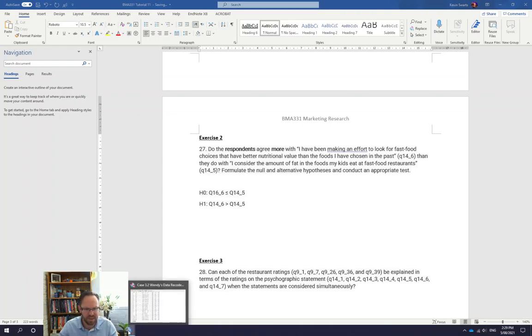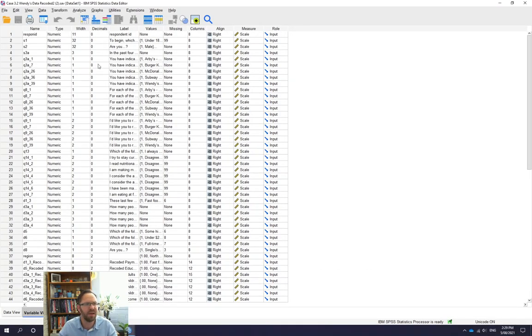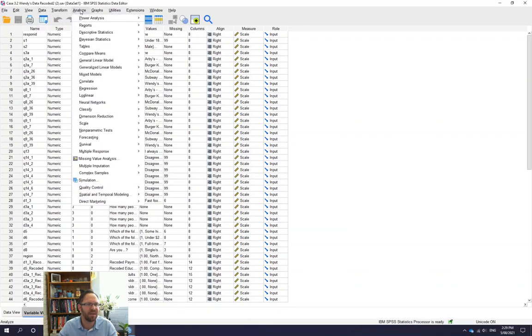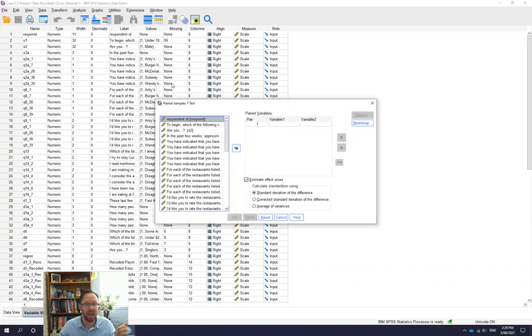So if I go into here and go to data, no, sorry, not data. Analyze. I was looking for data analyze, but it's analyze, and then we go compare means, which is where our t-tests are. And we can do paired samples t-test. All right. So now, what was our pair again? I keep forgetting these questions. So in our book, Q14 and Q16.